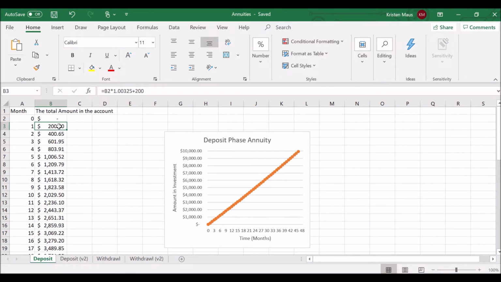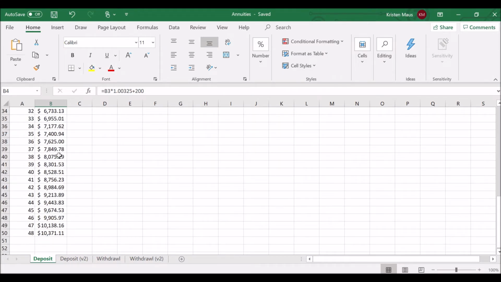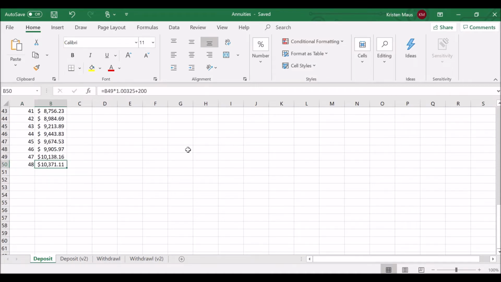And so you can see starting at 0, and then the first month you add your $200, and then the next month you add your $200, but you can see we've earned 65 cents of interest, which doesn't seem like much, but it adds up over time. So if we scroll down to 4 years later, which is 48 months, you can see we've accumulated just over $10,000 there.